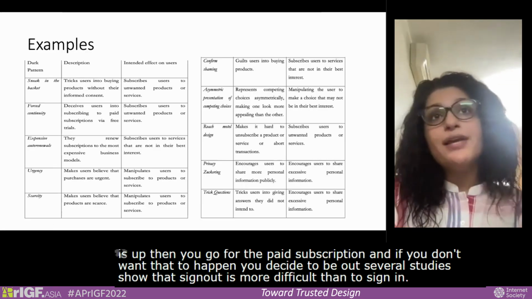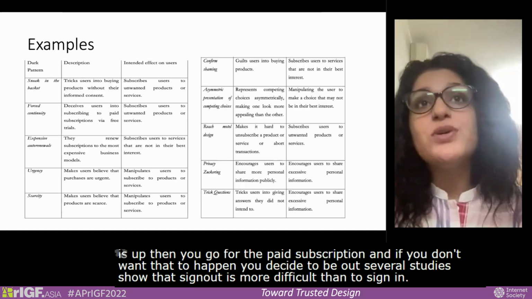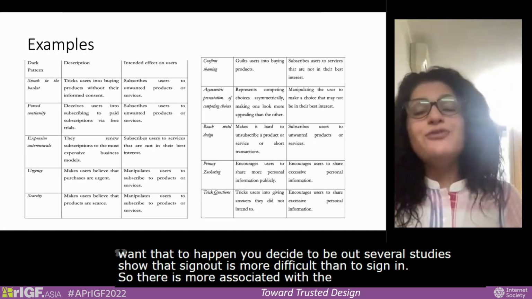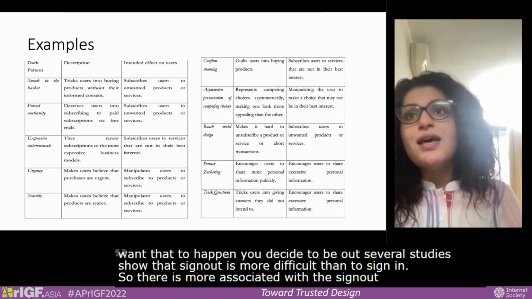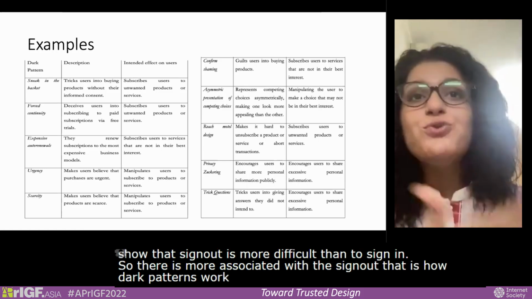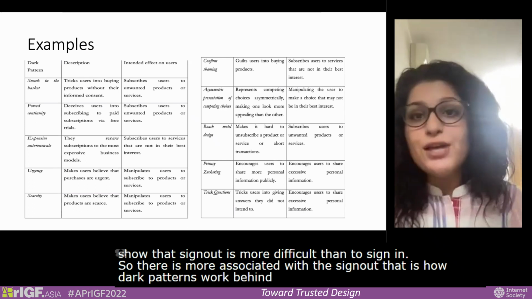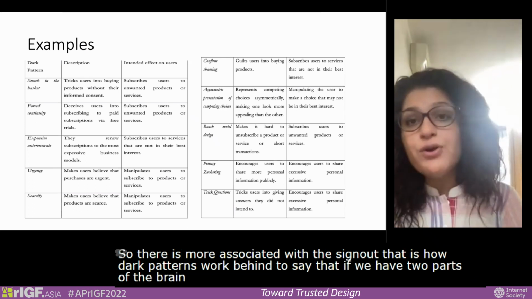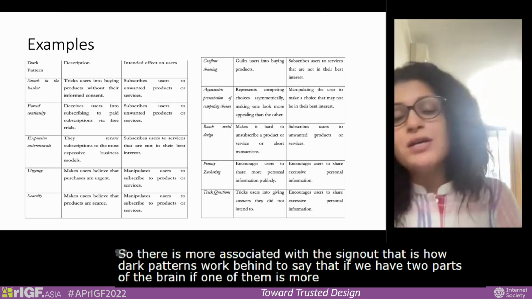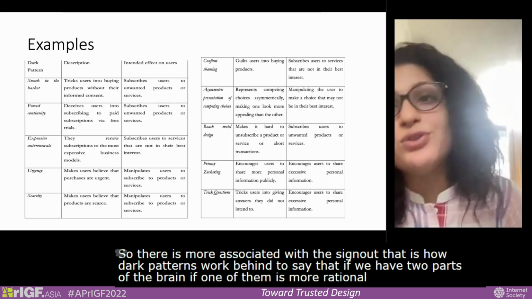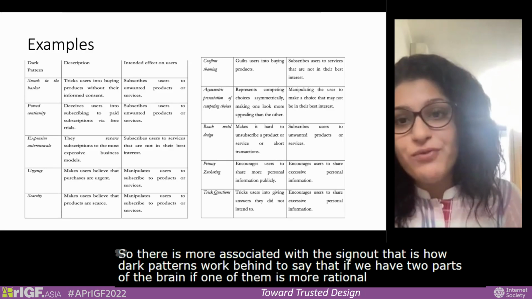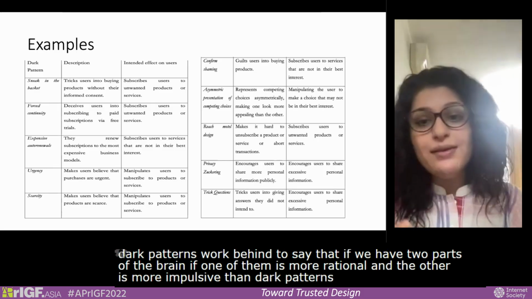And that's also kind of how dark patterns work under the hood, which is to say that if we have two parts of the brain, system 1 and system 2, where one of them is more rational, more laborious, more thorough, and the other one is more impulsive, dark patterns actually try to appeal to the more impulsive part of our brains. And that's how they're designed.